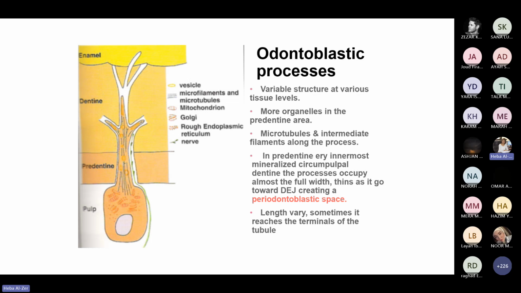As you can see here, the odontoblast sends the process inside the tubules. They are responsible for forming the peritubular dentine, of course. Sometimes these processes go to the predentine area, and sometimes they go more in depth in the dentine. Sometimes they actually reach the dentino-enamel junction. If they don't, they leave a space like this, which is called the periodontoblastic space, that we are going to see in cross sections in a minute.